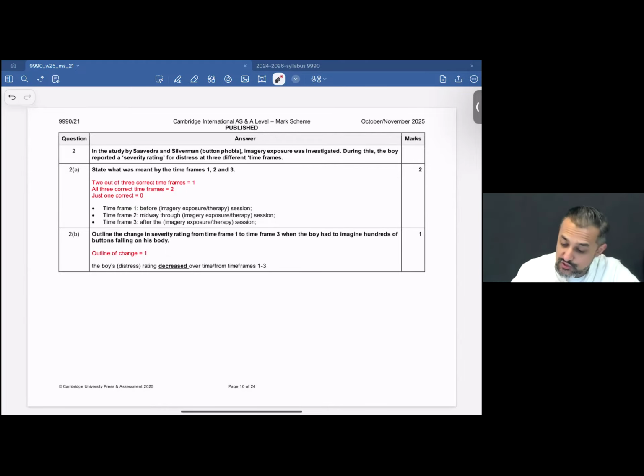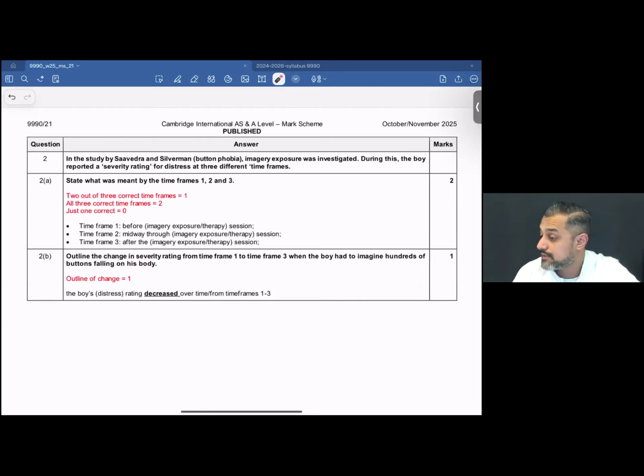Now, this second question is on research methodology again, but this requires you to have concrete understanding and knowledge of the study that was conducted by Savard and Silverman as well. In this study by Savard and Silverman on button phobia, imagery exposure was investigated. During this, the boy reported a severity rating for distress at three different time frames.